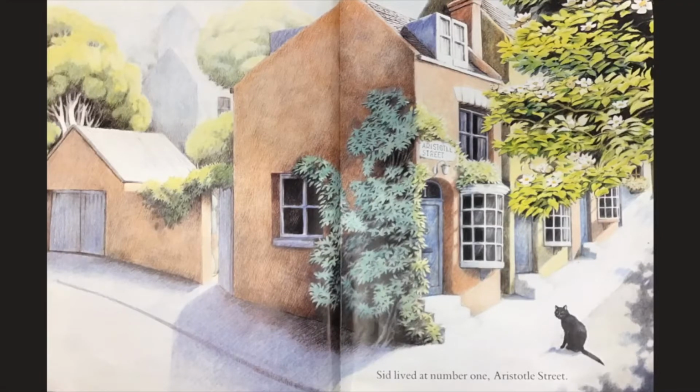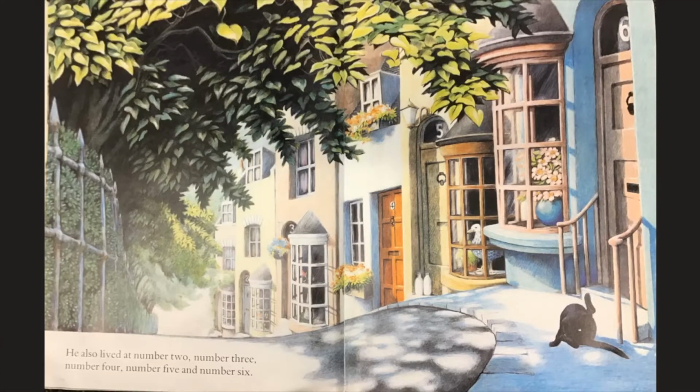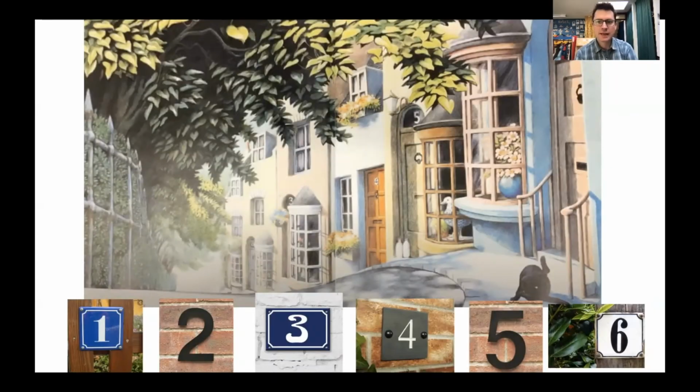Sid lived at number 1 Aristotle Street. He also lived at number 2, number 3, number 4, number 5, and number 6. So there's our very cheeky cat, Sid. He lives at number 1, number 2, number 3, number 4, number 5, and number 6. Now, can you see number 6 here at the right-hand side of my number line? It comes after number 5.